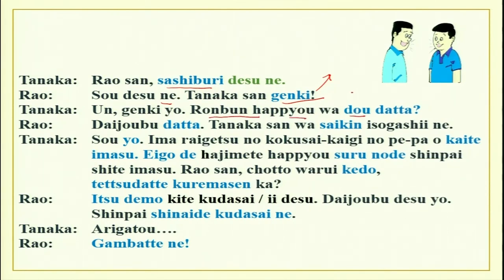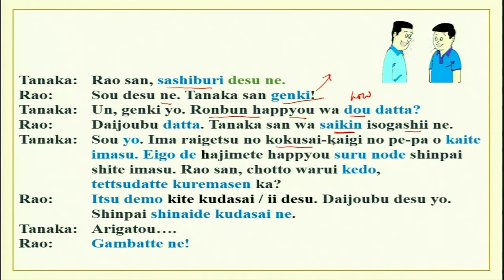Dou datta. Dou is how and datta is past for this. Daijoubu datta. It was absolutely all right. Tanaka-san wa saikin isogashii ne. Saikin is these days. Isogashii is busy. These days you are busy, isn't it? So yo. That's right.